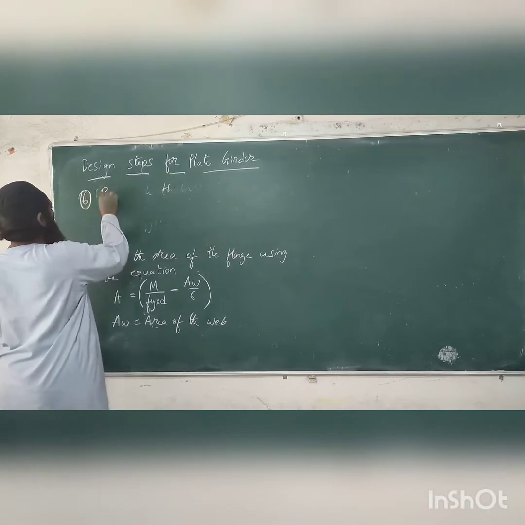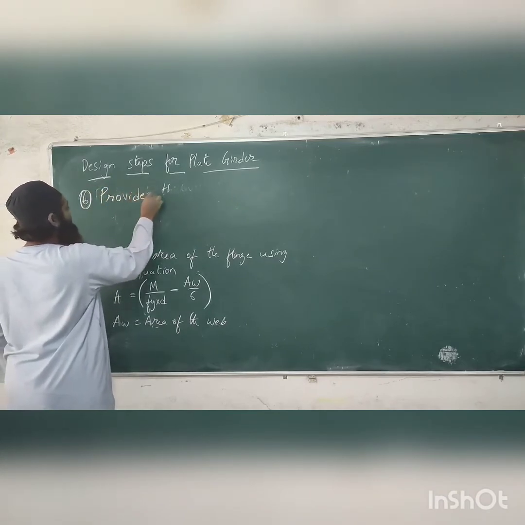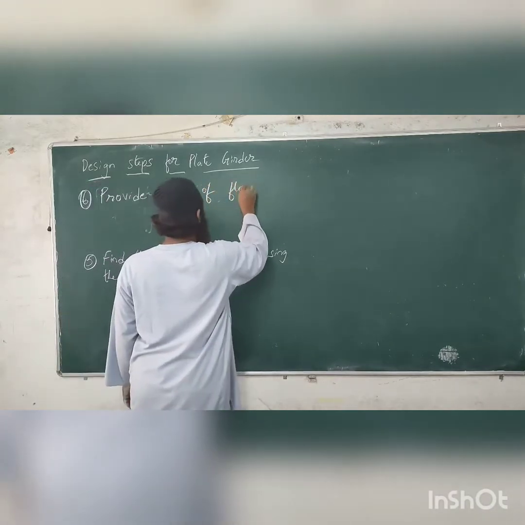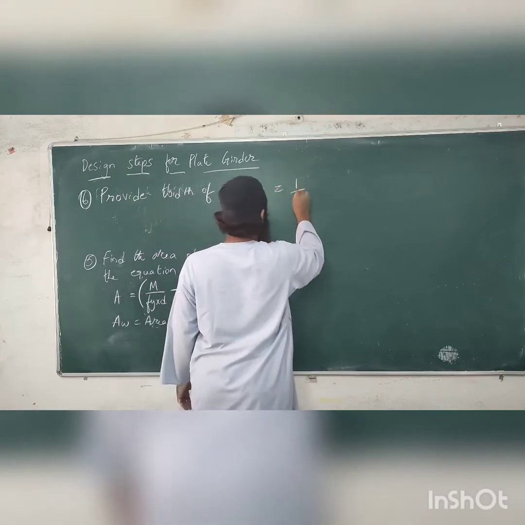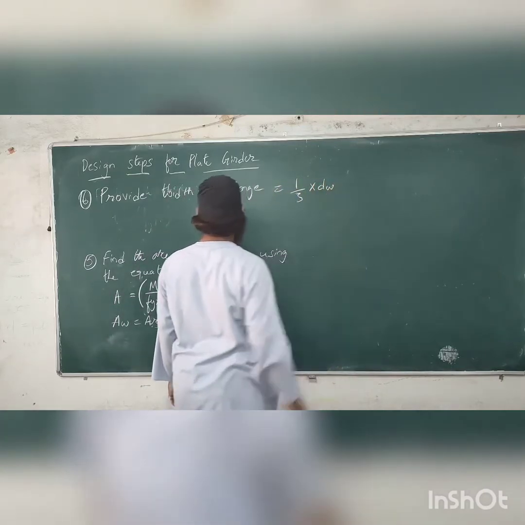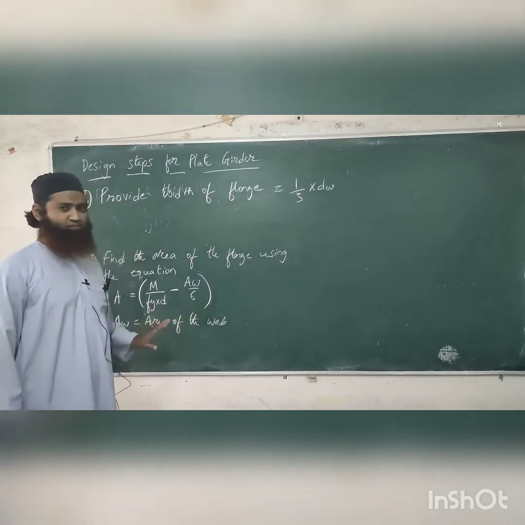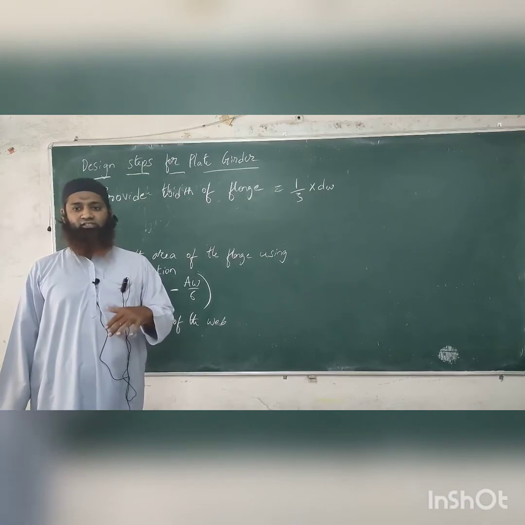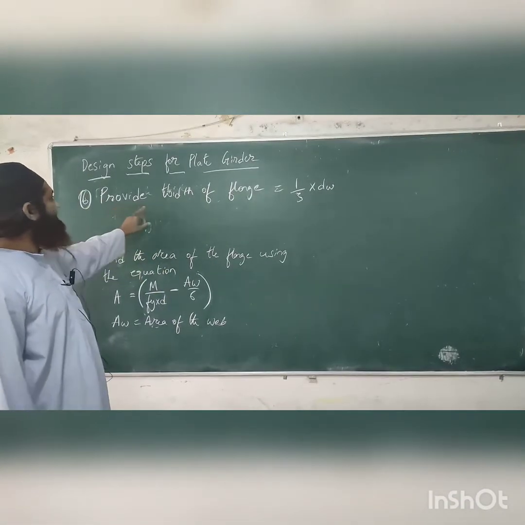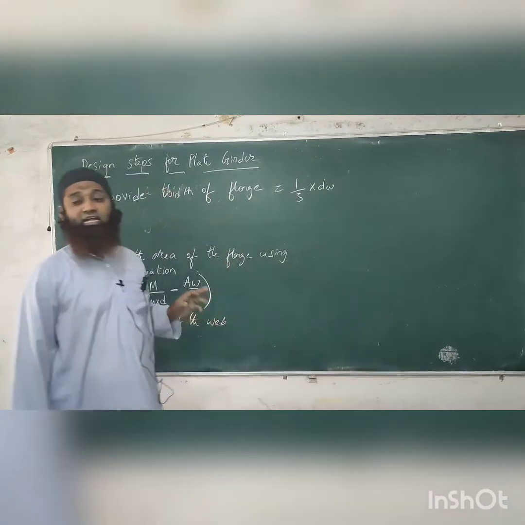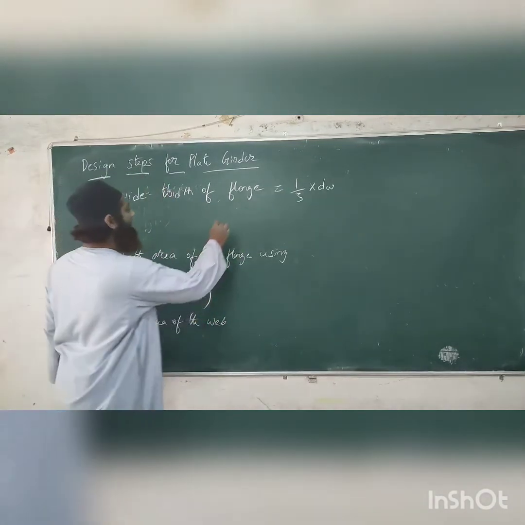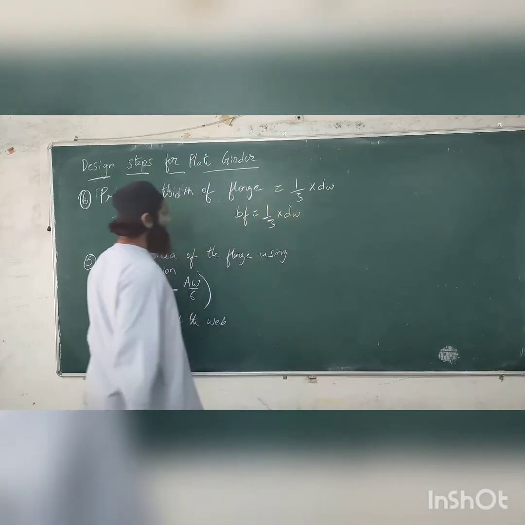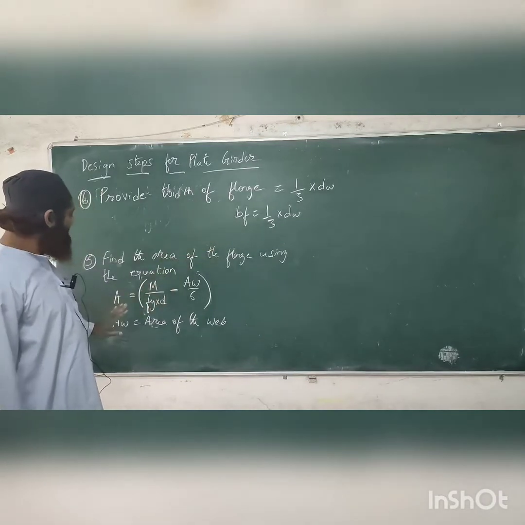We'll have to find out the area of the flange, which we have got. Basically, what is the area? Area of the flange is breadth of the flange into thickness of the flange. So here we'll provide the width of the flange as 1/3 of dw, 1/3 of the depth of the web. So Bf is equal to 1/3 of dw, the depth of the web. Now we have got Bf. Basically, what is the area of the flange?